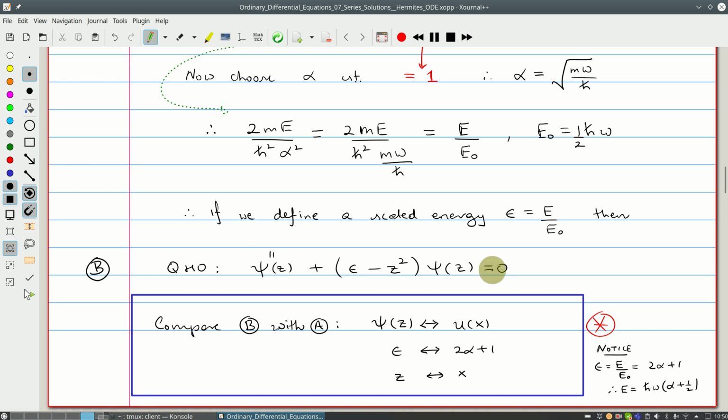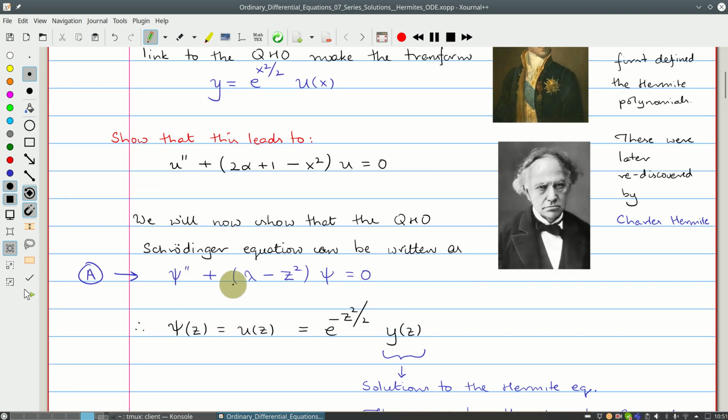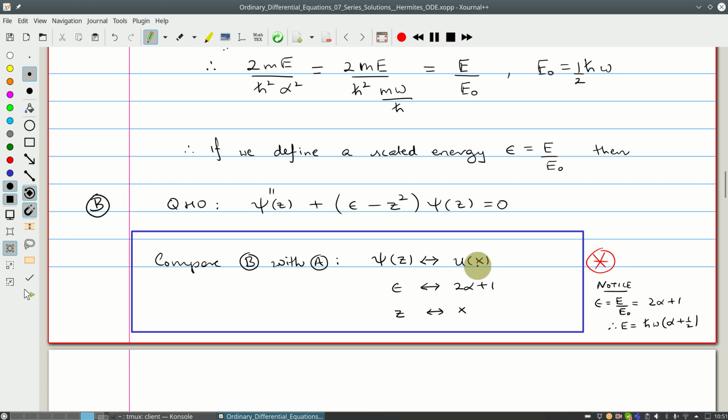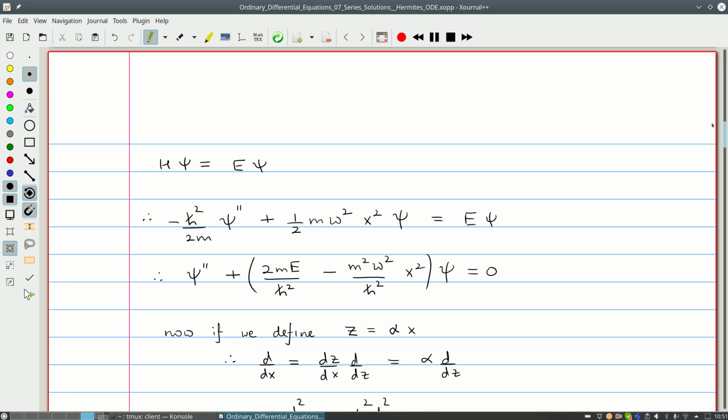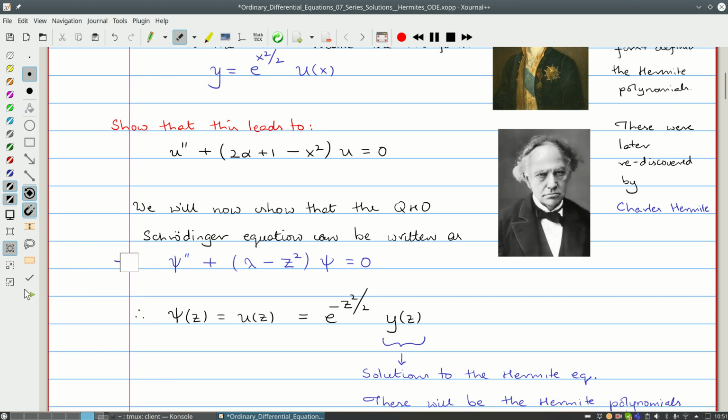Okay, and now we can make our comparisons of this equation, call it B, with the equation A, which is on the previous page. Here it is. And you can see that psi is u of x, epsilon is 2 alpha plus 1, and z is x. Sorry, I had the equation A wrongly labeled here. It's not this one, it's this one.